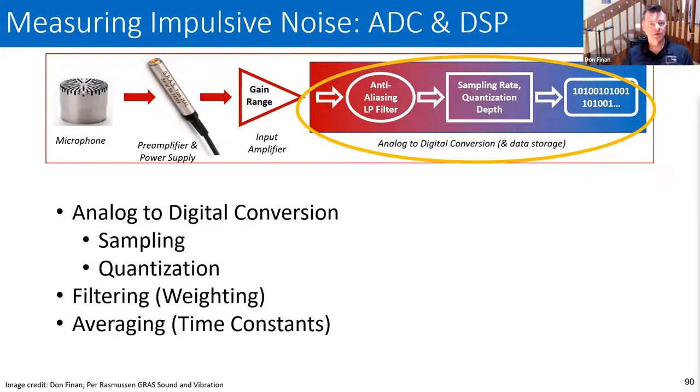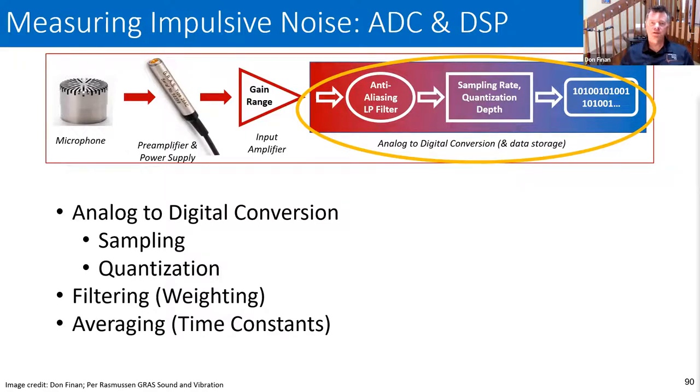Well, that gets us into the process of converting a signal to a digital format. Basically, any sound level meter you would buy now is going to be a digital device, a computer. And it requires conversion of an analog real-world signal coming from the microphone, the preamplifier and the input amplifier, to a digital format, a series of ones and zeros that a computer can understand. The analog-to-digital conversion process involves sampling and also quantization. I'll explain more of those in a second.